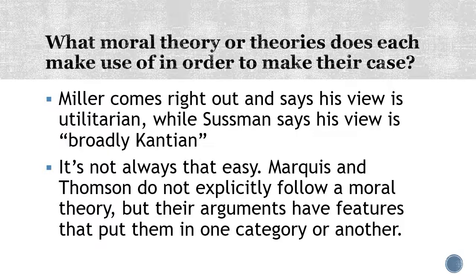Now, of course, it's not always that easy. Marquis and Thompson do not explicitly follow a moral theory. That is, they don't come right out and say, here's the moral theory I'm following. But again, their arguments have features that do put them in the category of one or more of the moral theories that we've been taking a look at. And so what you have to do is say, okay, what is it that makes something utilitarian? What is it that makes it Kantian? What is it that makes it something pluralist, something like Ross, etc.? And then you look for that in each of those things, and that involves actually knowing your moral theories, right? You have to have the right tools before you can do this well.